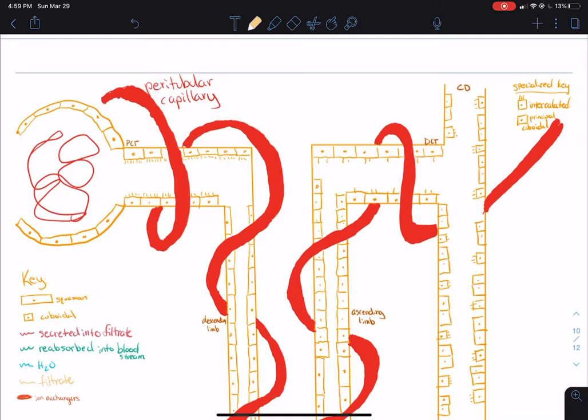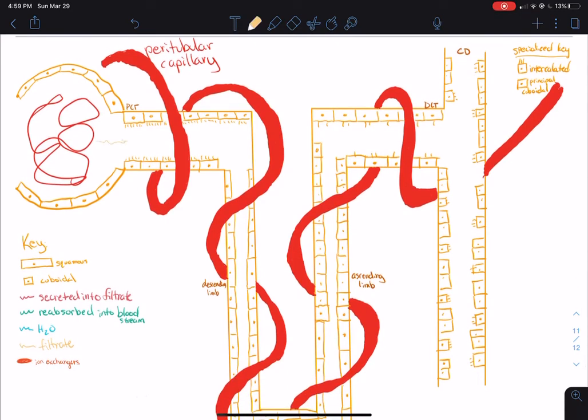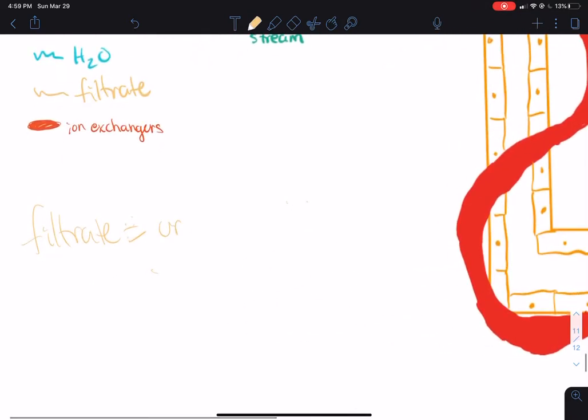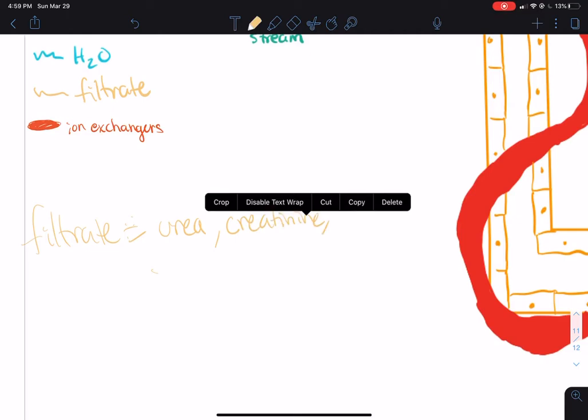Let's go ahead and start by identifying what is actually in filtrate. So filtrate is coming in from the glomerulus. Let's go ahead and identify what's in filtrate. So we'll start with urea, which we've talked about, creatinine, which we talked about, uric acid, which we talked about.